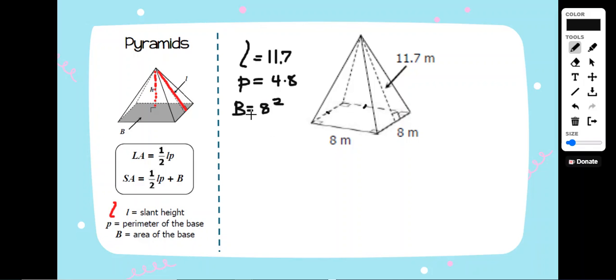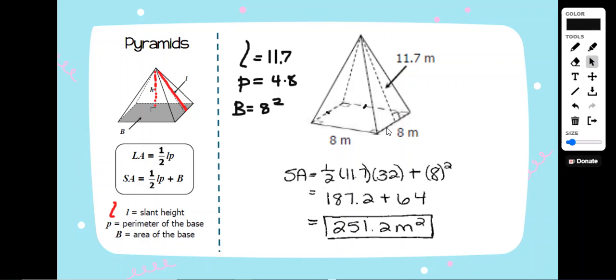And you'll notice we're basically just multiplying this by height. All right, so once we have the formulas we need, we substitute in our slant height, our perimeter of 32, and our area of the base, which is 64, and you should have gotten 251.2 meters squared.